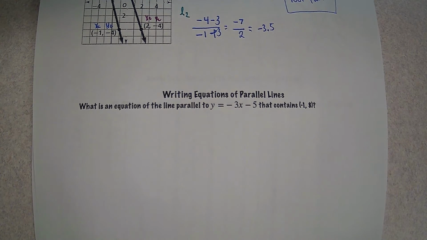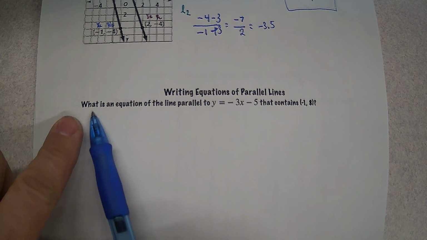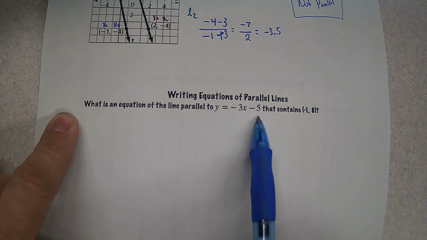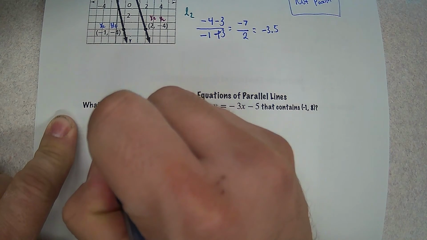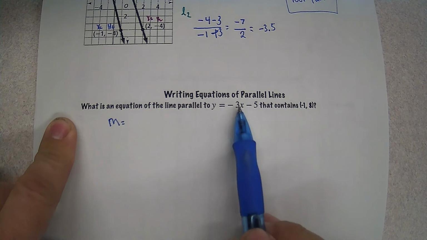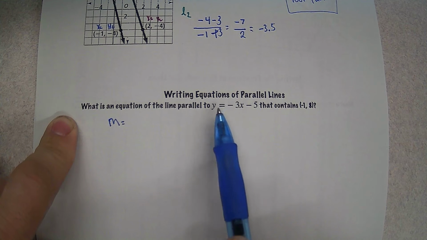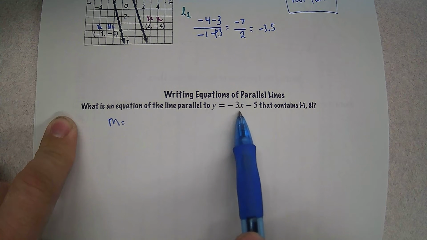So now we can write an equation for parallel lines if we know one of the equations. So what is the equation of the line parallel to y equals negative 3x minus 5, and it contains this point, negative 1, 8? The first thing that we need to know is our slope, or our m. I look at this equation, and we can find the slope just by looking at the equation, because this is in slope-intercept form. That means our slope is the value connected to the x, so it's a negative 3.